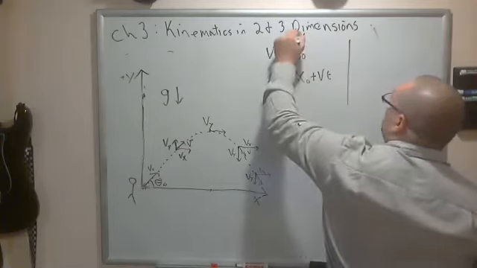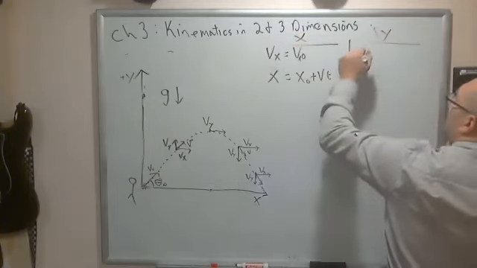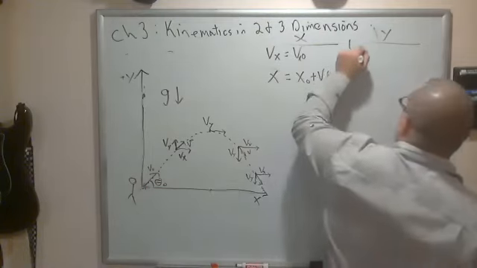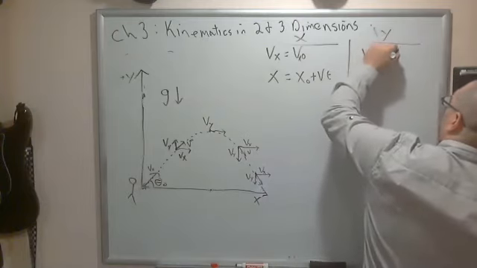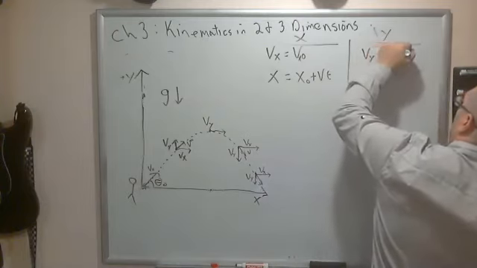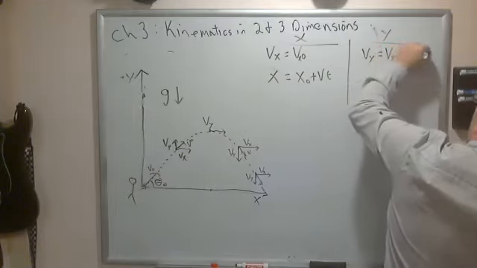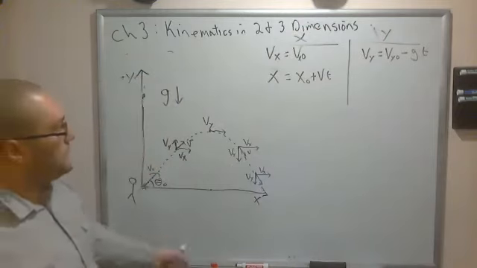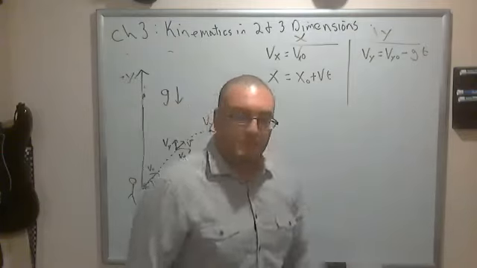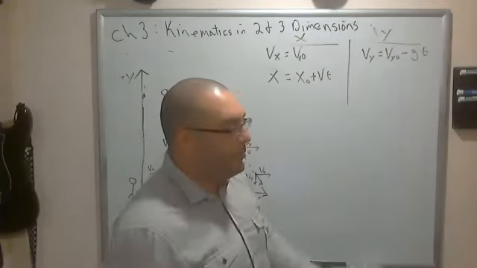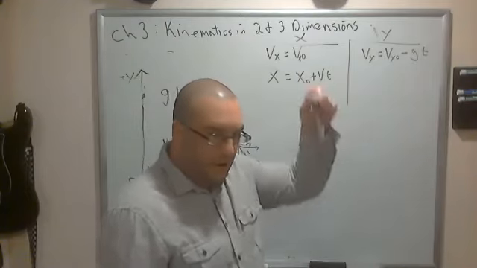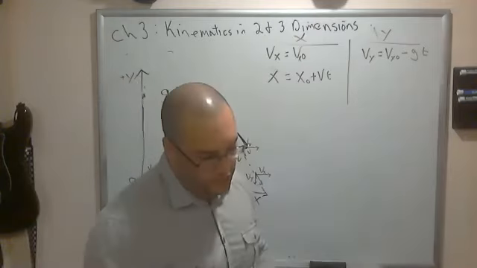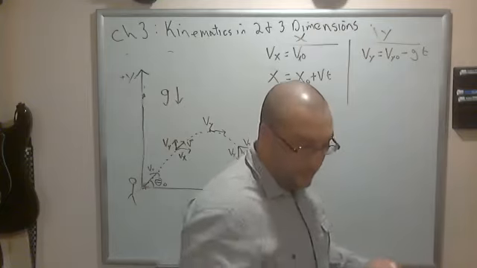And then for the y, we would have, now I'm going to assume that going downwards is negative over here, so negative g. If you ever want to do a problem where you make going downwards positive, you just have to reverse the sign. But we're going to assume that going downwards is negative.